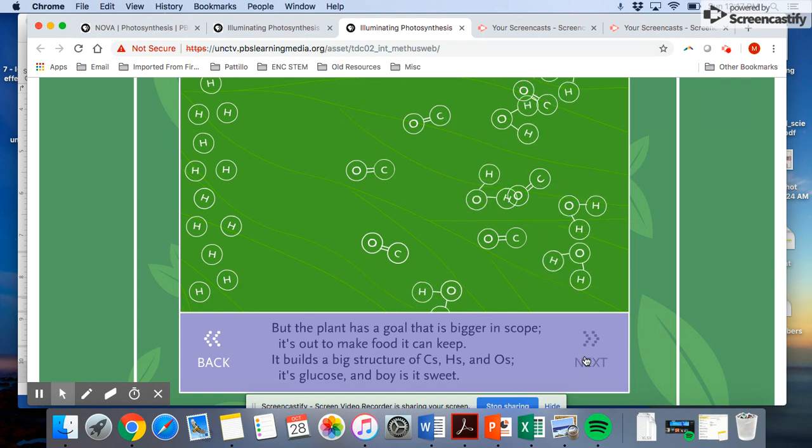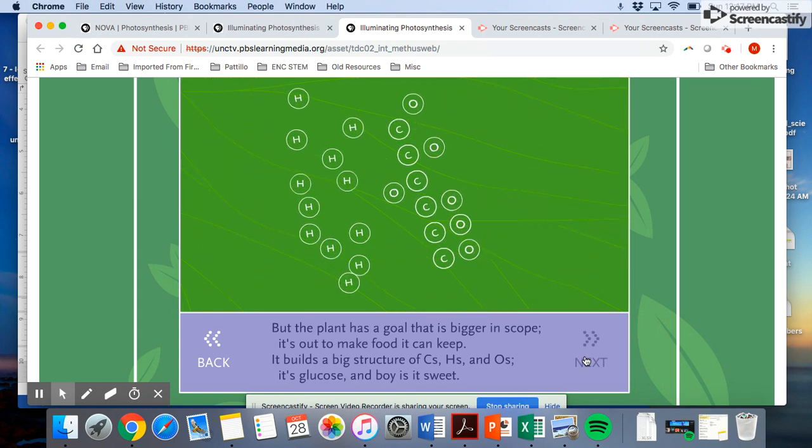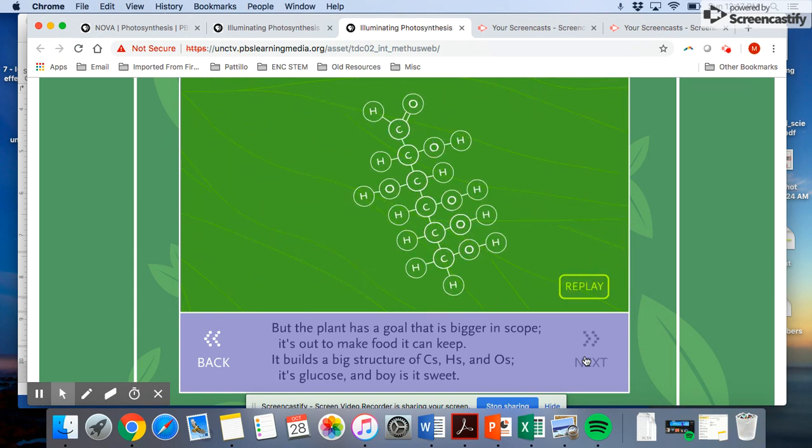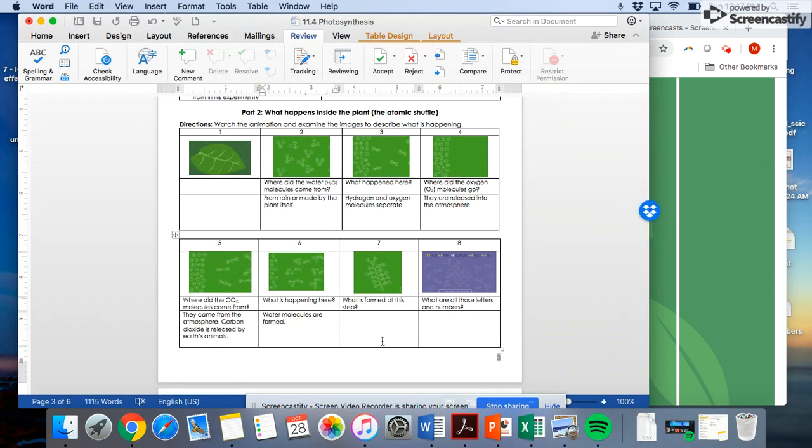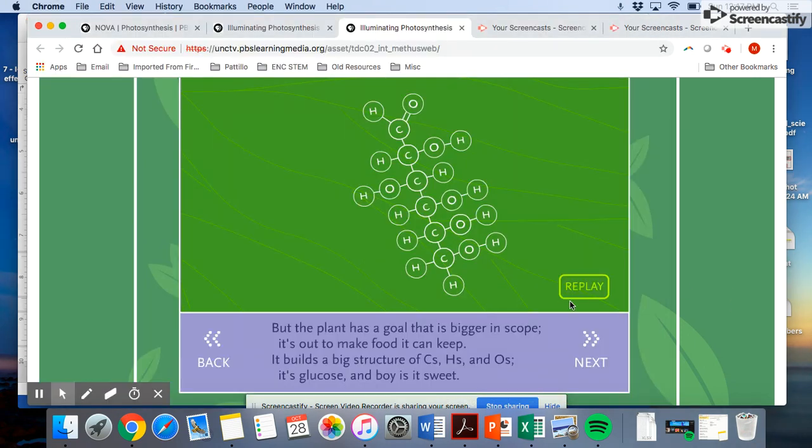Okay, but the plant has a goal that is bigger in scope. And so what it does is it actually rearranges again so that the carbon, the hydrogen, and the oxygens can all rearrange into this really complex molecule that is called glucose. And glucose is actually sugar. Glucose, that's not how you spell it, is formed in the plant. Glucose is sugar. And that is the plant's food. That is how the plant makes its own food.